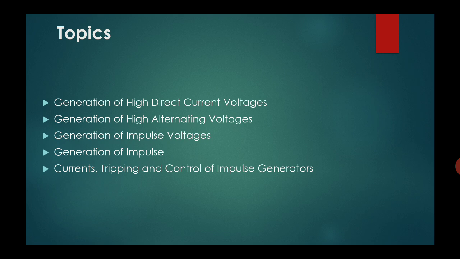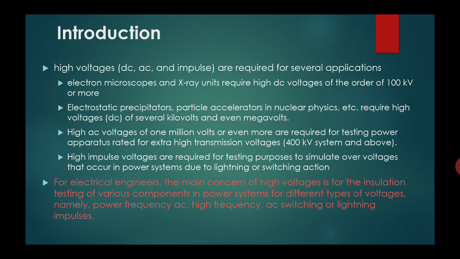Now impulse voltages are voltages which last for a short period of time. It is called an impulse. It does not remain for a long period of time, unlike the DC or the AC voltages. And we'll talk about the different impulse voltages and impulse currents, and then the control of these impulse voltages and currents.